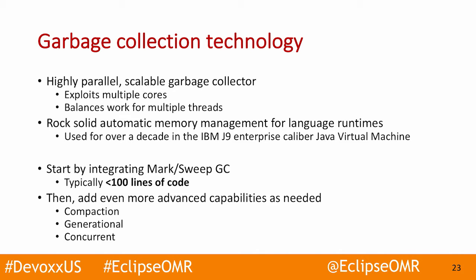You can add compaction, for example, if you want to reduce fragmentation in your heap. You can add a nursery if you want to add some generational capabilities. And if you want your GC to run in parallel with your application, or concurrently with your application, there is support there for concurrent GC as well. So a lot of really good things there to get your GC going.